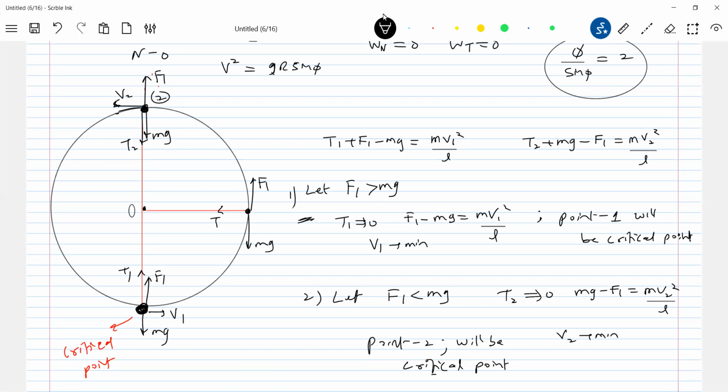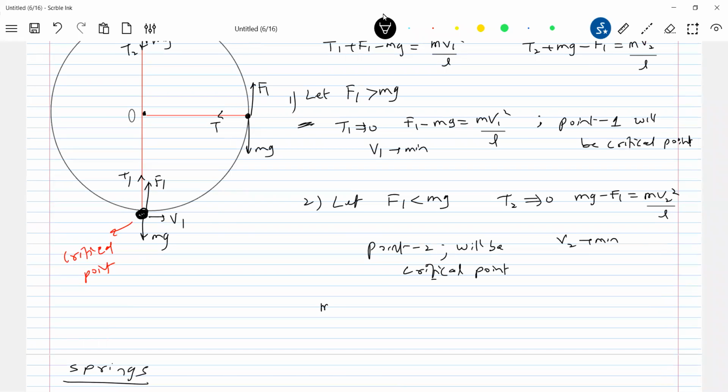So when F1 is less than mg, then you have to calculate at speed v2, the minimum velocity. Work done by F1 and tension will be 0, no? Apply conservation of mechanical energy and calculate. Able to make it out? So this is for the second situation.